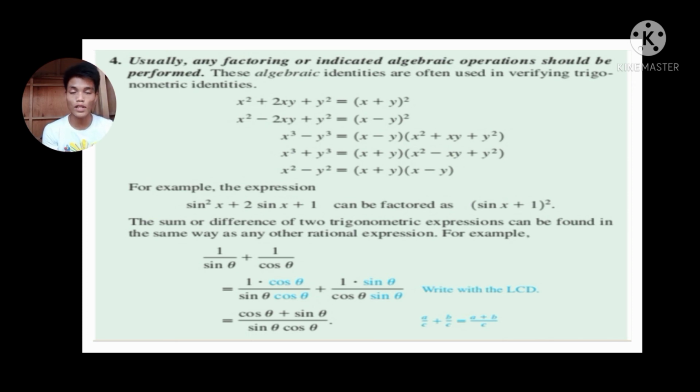So as we can observe, every detail is being factored out. For example, the expression sin squared x plus 2 sin x plus 1 can be factored as sin x plus 1 squared. So the sum or difference of two trigonometric expressions can be found in the same way as any other rational expression. For example, let's make it clear first.